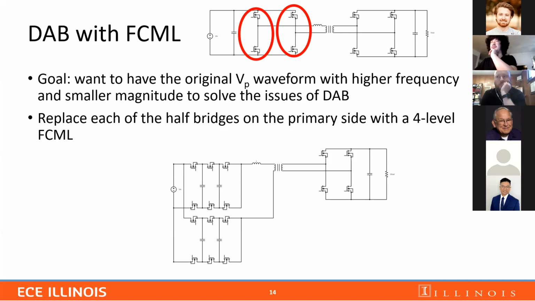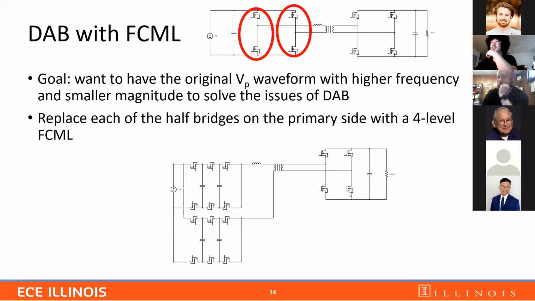So if we increase the levels of the FCMLs on the opposite side, then I think the voltage stress across each switch will be smaller. But since the original voltage stress is already small enough, which is around 48 volt, I do not think we need it. Got it. Okay, that makes sense.